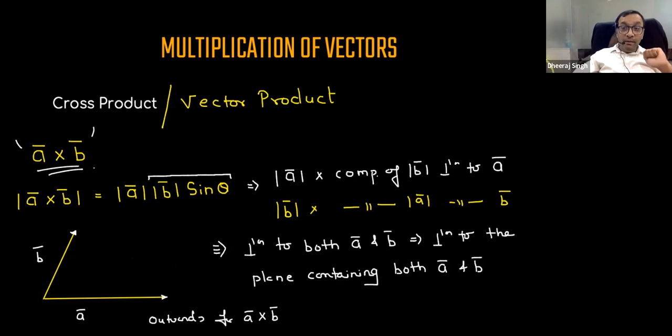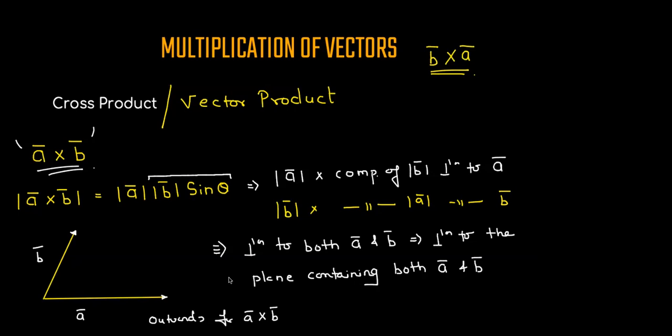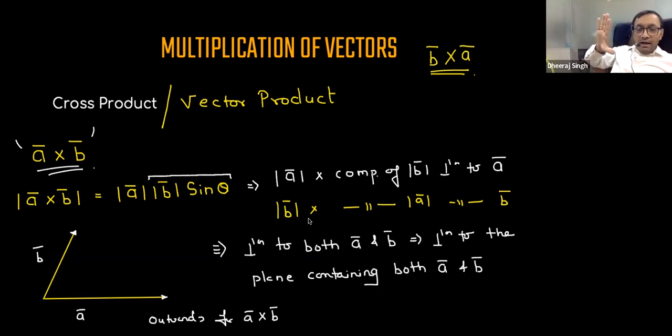Now tell me B cross A. Which direction will B cross A be? Same thing. Align in the direction of the first vector. Now the first vector is B, it is not A. Align in the direction of B, fold towards A. Inwards or outwards? Now it will be inwards. Everyone agrees to it or not? You aligned it towards B, fold towards A. It will be inwards.